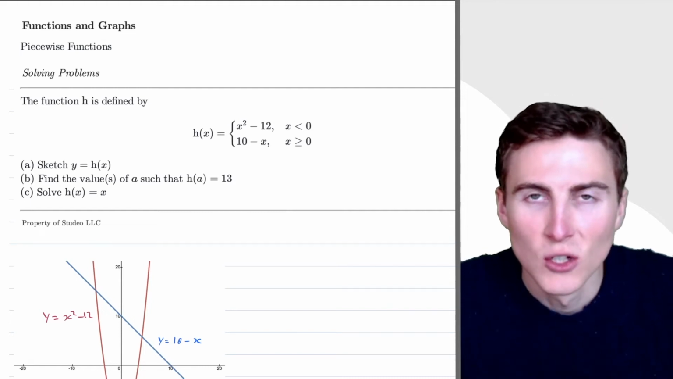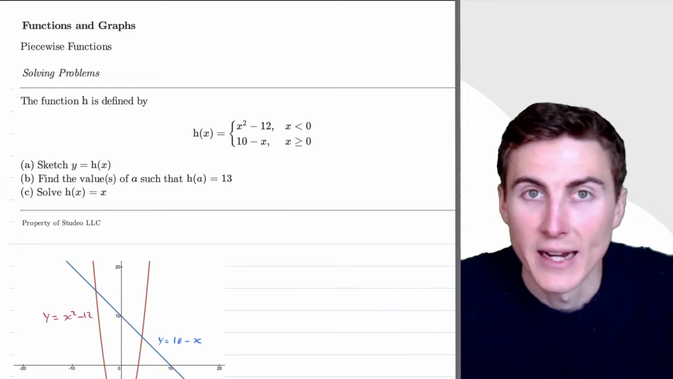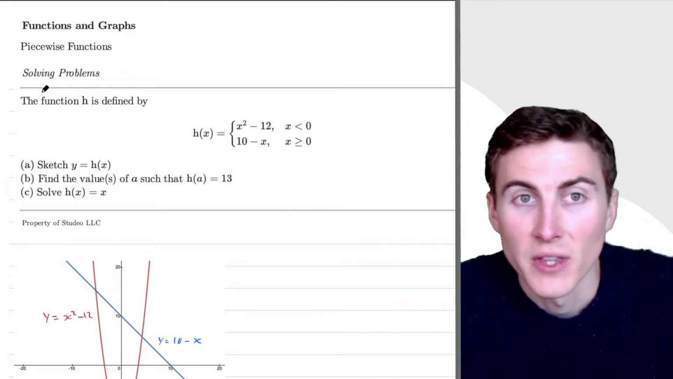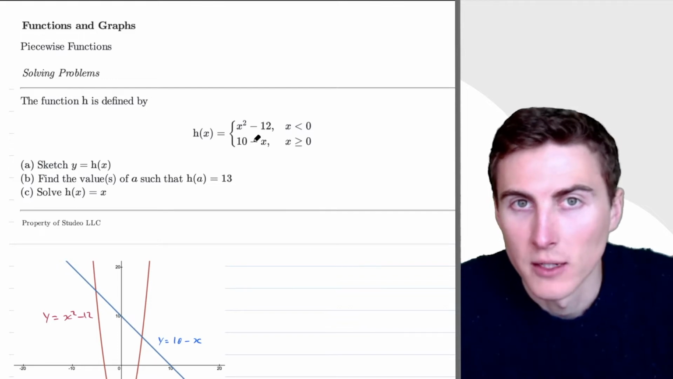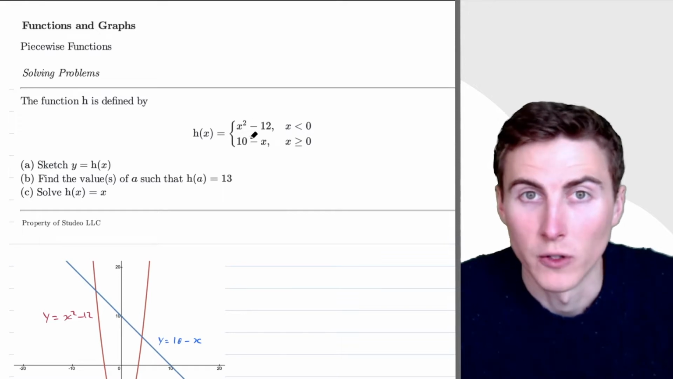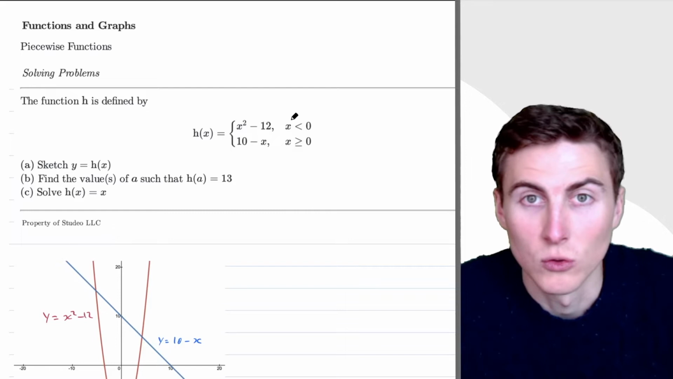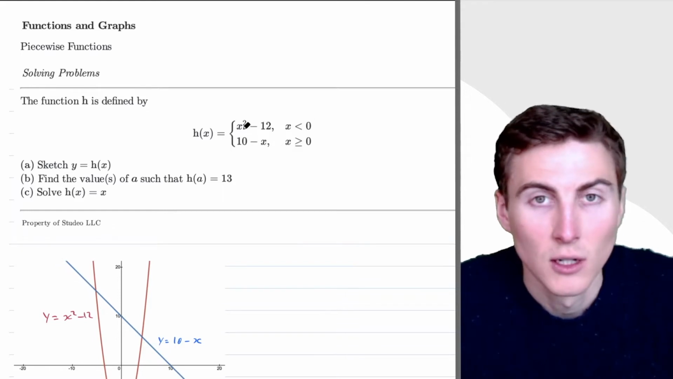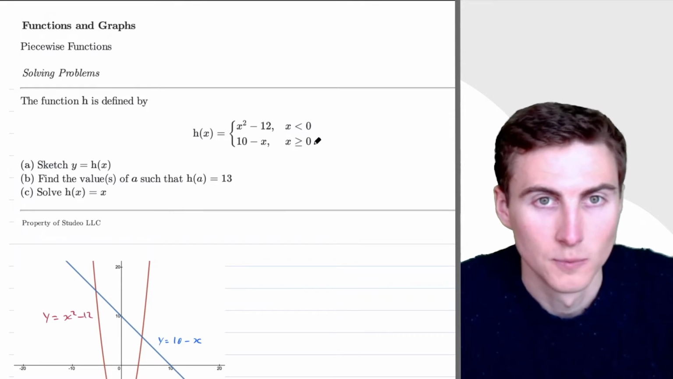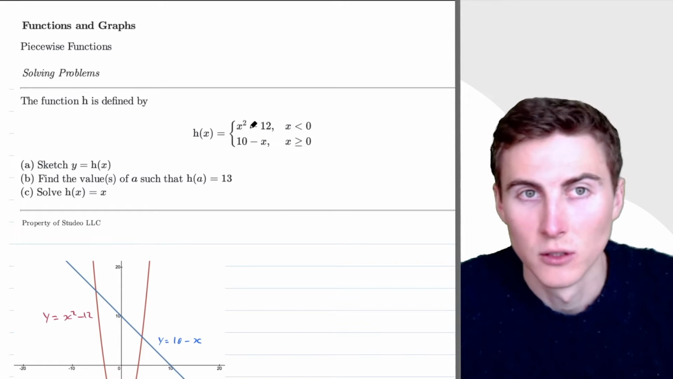Hello. So in this video, we're looking at piecewise functions, and we're going to see a typical question. It says here that the function h is defined by this. So it's basically being split into two subfunctions: x squared minus 12 for values when x is less than 0, and 10 minus x when x is more than or equal to 0. So depending on our domain, we're going to have to use a different subfunction.